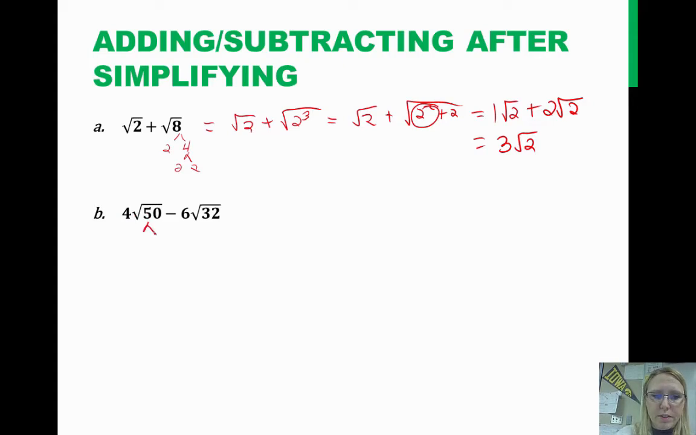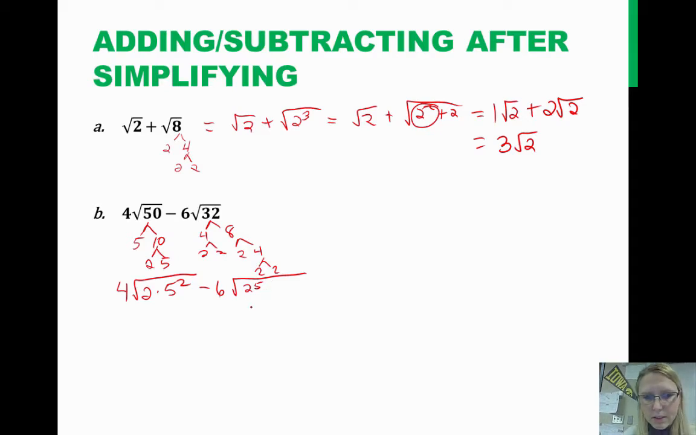We can do the same thing with this one. Let's break down 50 into its prime factorization. So I have 5 and 10 and 2 and 5. So I can rewrite this one as 4 square root of 2 times 5 squared. And let's do the same thing for 32. We have 4 and 8, 2 and 2, and then 2 and 4, and 2 and 2. So this is minus 6 square root of 2 to the 5th.